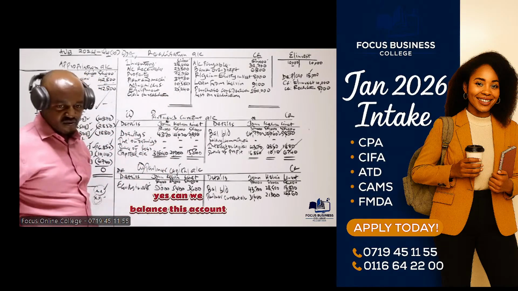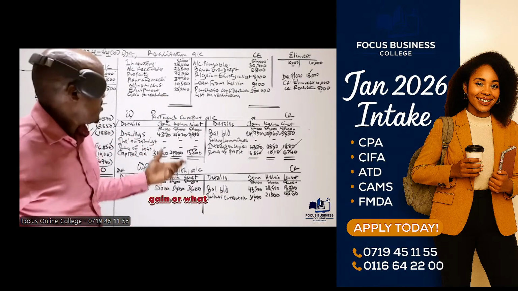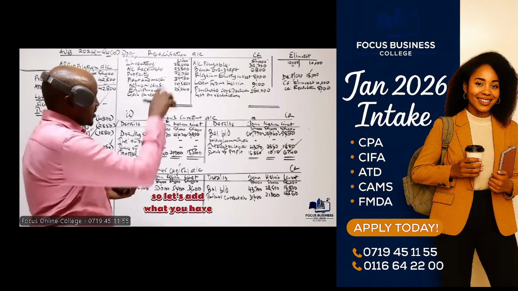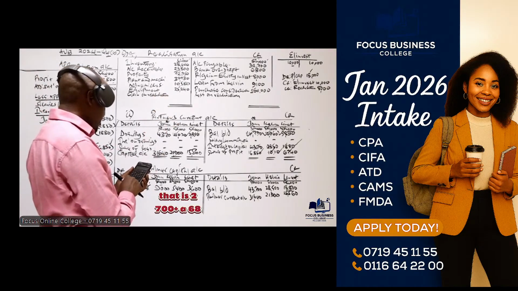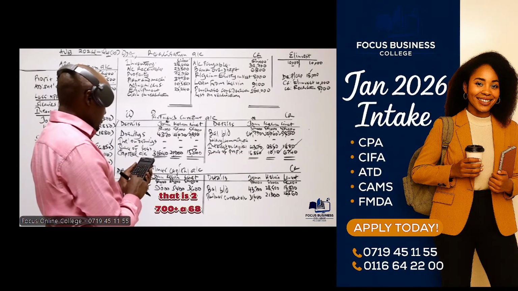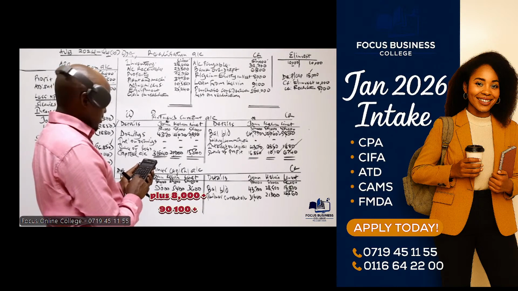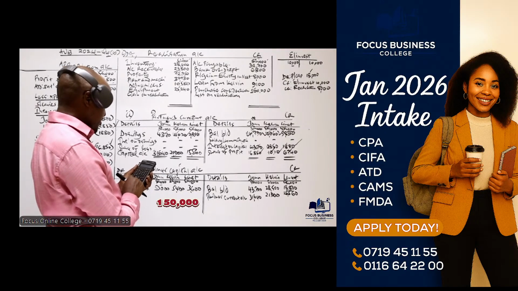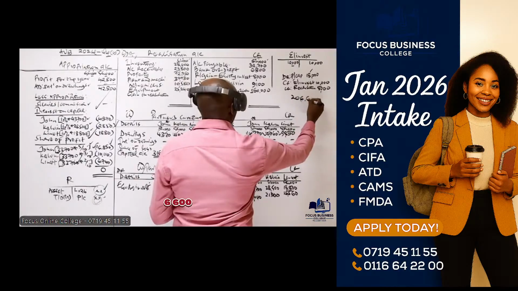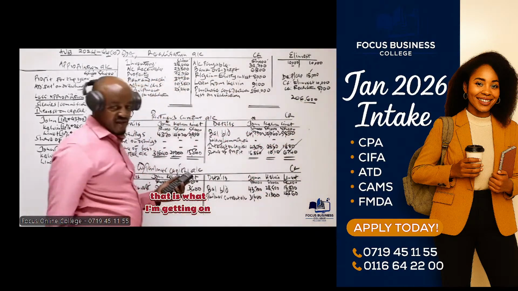Can we balance this account to see whether we have a gain or a loss? Let's add what you have on the credit: 2,700 plus 68 plus 8,000 plus 9,100 plus 150,000. So I'm getting 206,600. That is what I'm getting on the credit.